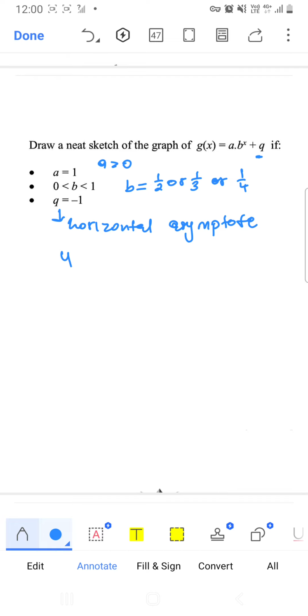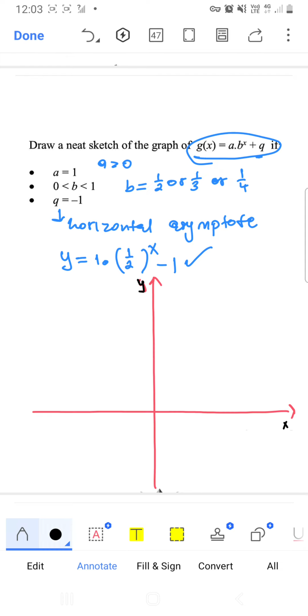Now, if we have this type of equation, and then we know that a is positive, right? So it's 1 multiplied by, inside the brackets, let's say we have 1 divided by 2, because 1 divided by 2 is greater than 0 but less than 1. So that's the value of b to the power of x, and then we have -1, right? And then if we draw the graph of this equation, we are going to get the graph of g.